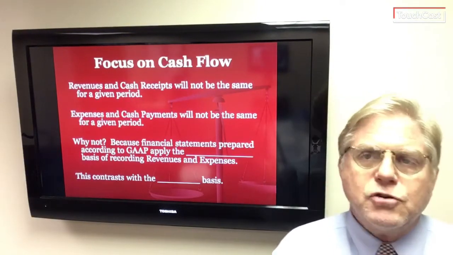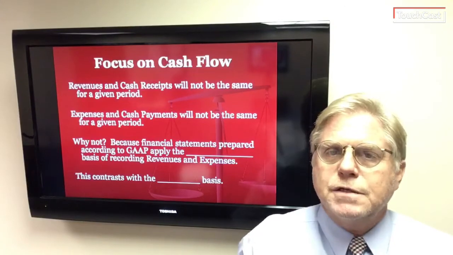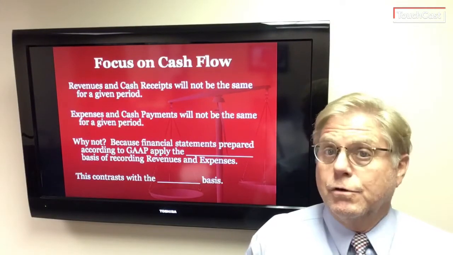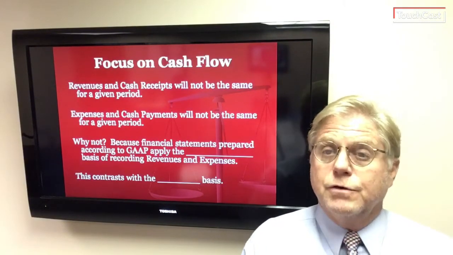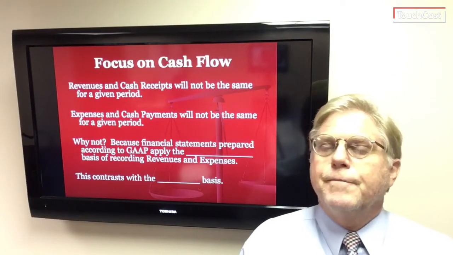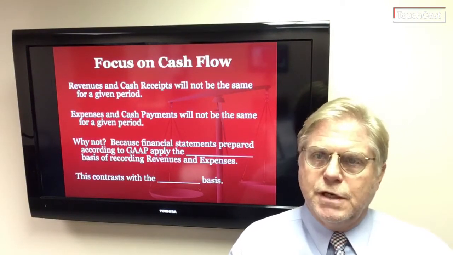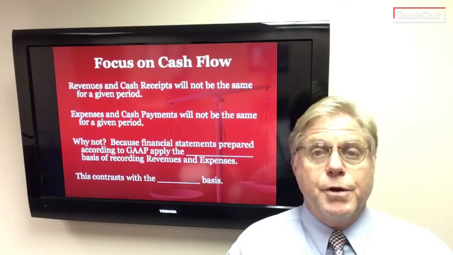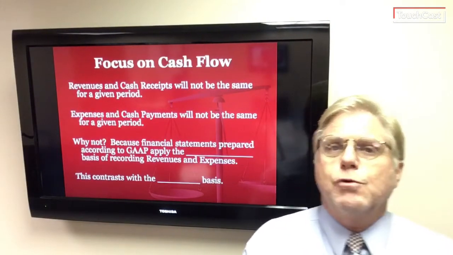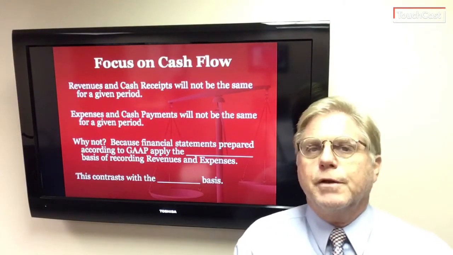The focus here in this two-finger exercise is surprisingly on cash flow. It's not the statement of cash flows, it's actually looking just at balance sheets. But the focus, as we'll see, is on where cash came from during the period and where it was used, where it went to. First of all, let's notice this about cash flows.